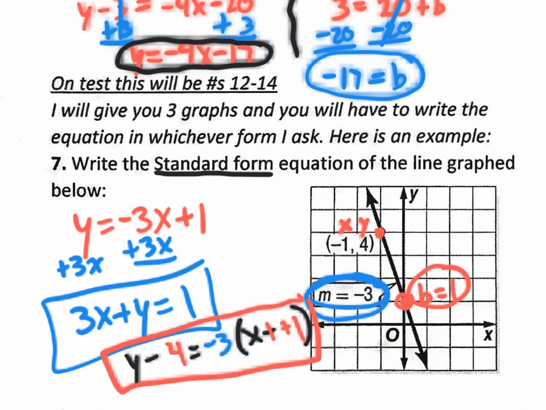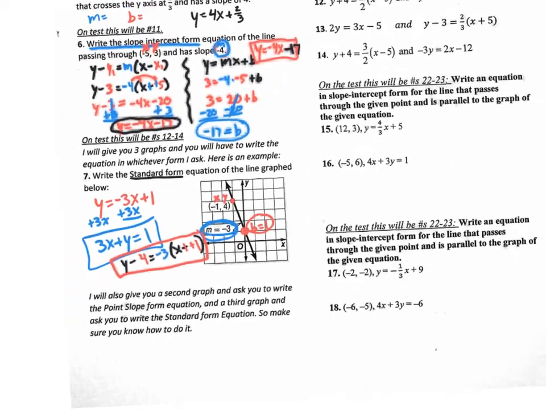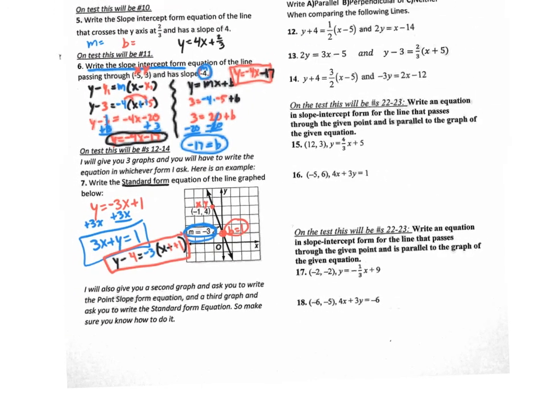So you're going to get 3 graphs. You're going to have to answer each one according to whatever they ask for. If they ask for slope-intercept, then you're going to write the slope-intercept form. If they ask for standard form, you're going to have to modify it to standard. If they ask for point-slope, and so on and so on. So those are questions 12, 13, and 14 on the test. We're halfway through the test.